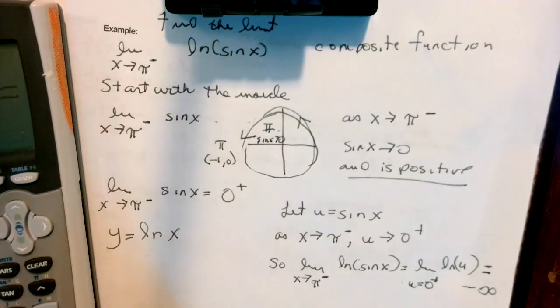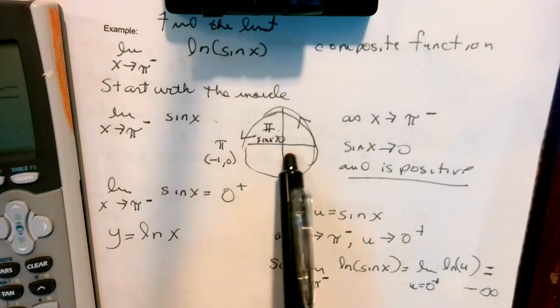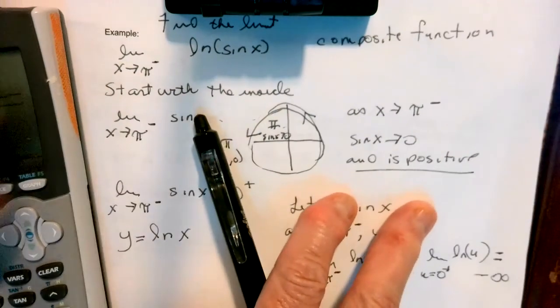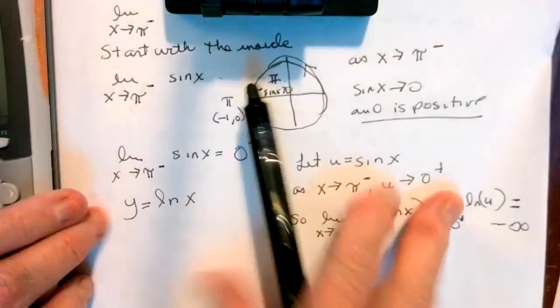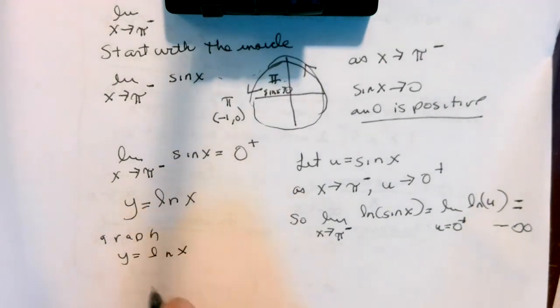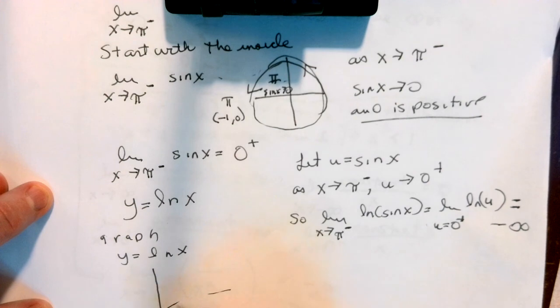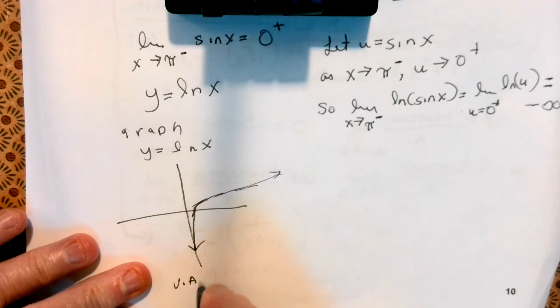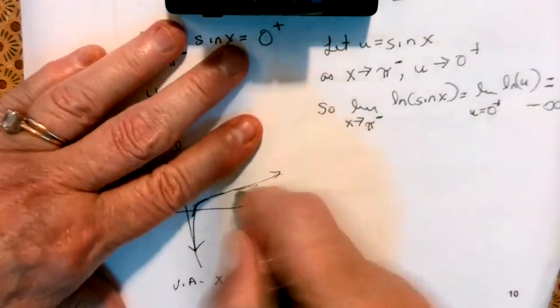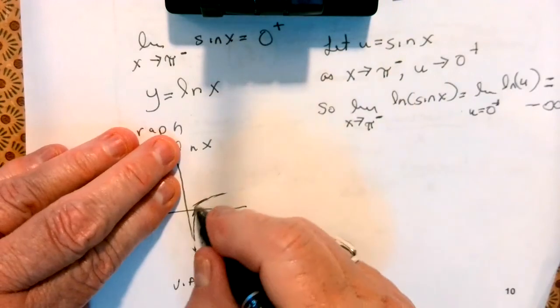So the idea is start with the inside. You've got to know what these functions look like. If you don't know, you should just graph them. Let me draw the graph of the natural log function right here, because we had to use that. When we graph y equals the natural log of x, it looks kind of like this, coming in, but it's got a vertical asymptote right here. You can see that it's getting closer.